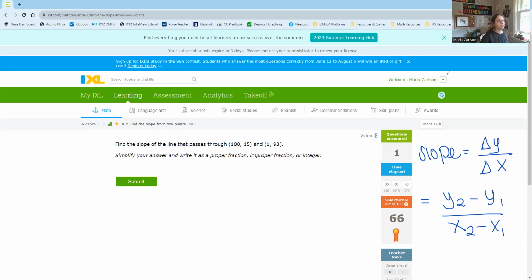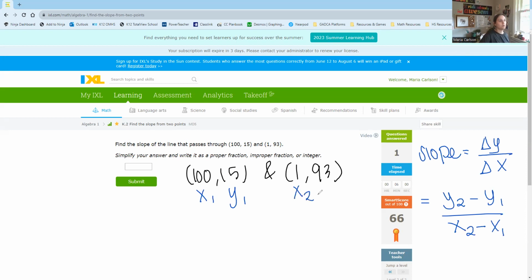First step, label our points. So our 2 points are 100, 15 and 1, 93. I'm going to go ahead and label my points. 100 would be x1, 15 would be y1, 1 would be x2, 93 would be y2. Now I'm going to set up my formula. We're going to have a big old fraction bar with a minus on the top and the bottom.